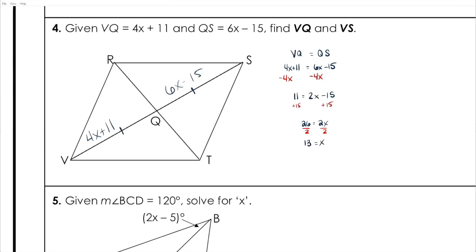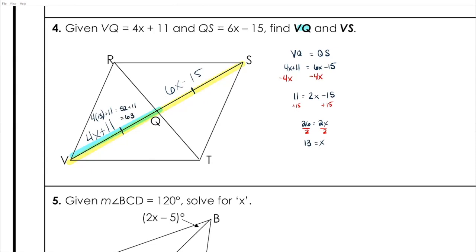Now, VQ is just a small line, whereas VS is the entire line. So what we're going to do is take that value of x we found and substitute it. 4 times 13 plus 11. 4 times 13 is 52. 52 plus 11 should hit me with a 63.